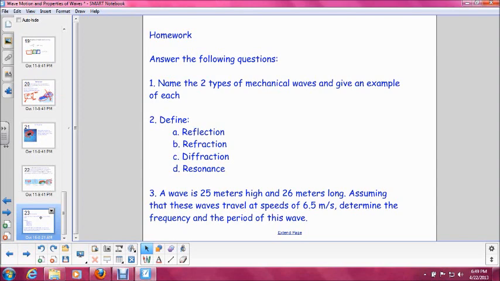And 3, a wave is 25 meters high and 26 meters long. Assuming that these waves travel at speeds of 6.5 meters per second, determine the frequency and the period of this wave.